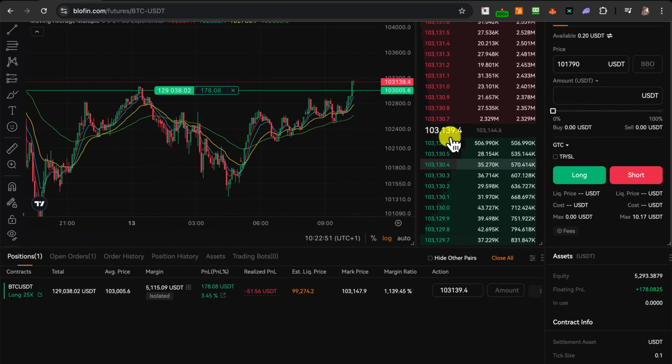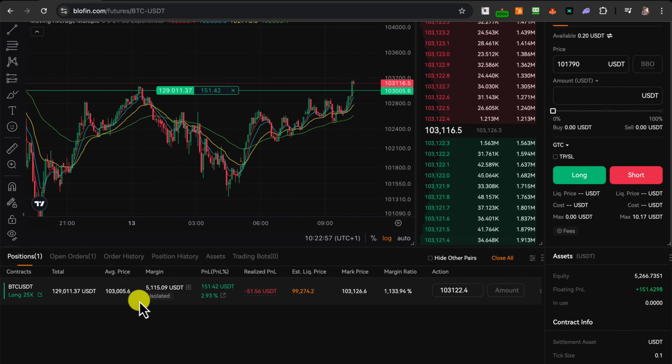Now I did enter this trade at $103,005.6, and I did do this with more money than I intended to, and also my leverage was higher than I intended to, but I'm going to see if I can get away with it. But let's just take a look at the chart.